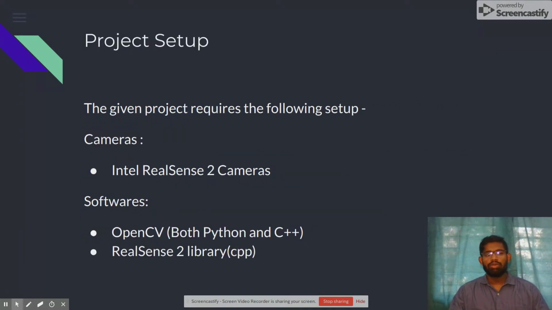So the setup we'll be using is as follows. The cameras used are Intel RealSense 2 cameras and the software used are OpenCV both in Python and C++ and the RealSense 2 library in C++.